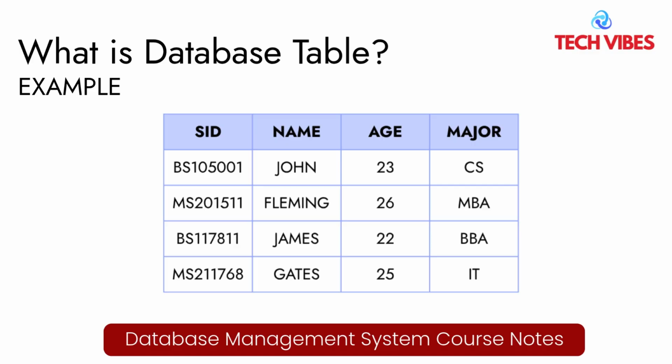SID, name, age, and major. These are the columns, have some data types known as schema.